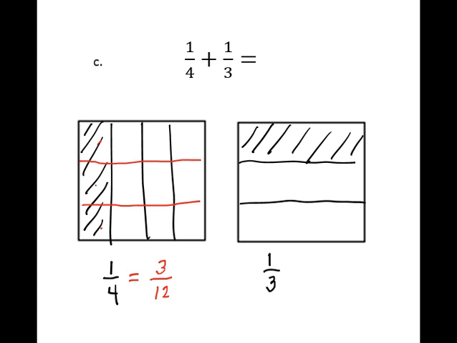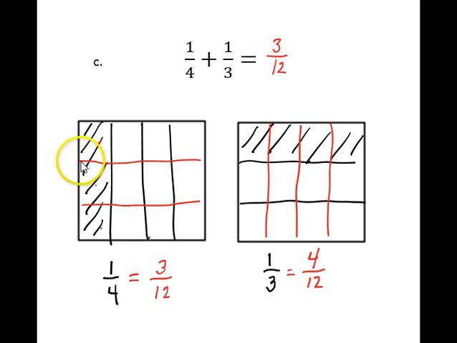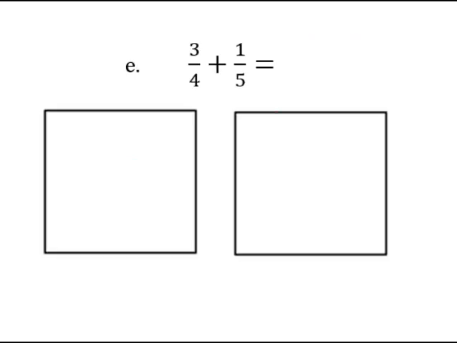On my 1/3 rectangle, I will divide it using vertical lines, dividing it into fourths, just like I did on the first rectangle. And now again, you can see that we have 12 pieces in all, and 4 of the pieces are shaded. That gives me my common denominator of 12. 1/4 plus 1/3 is equal to 3/12 plus 4/12 for a final answer of 7/12.